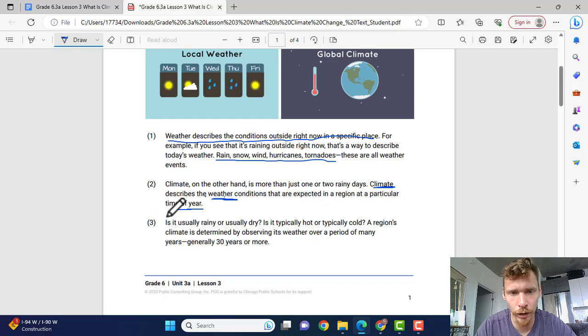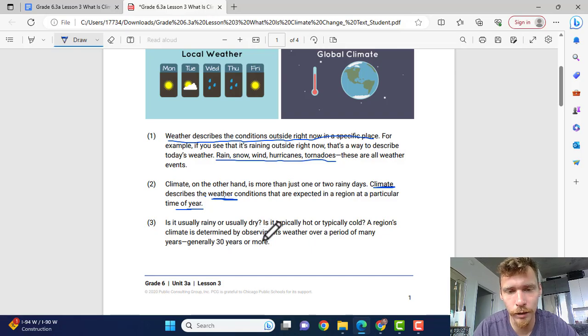All right, I'll go through one last paragraph. Is it usually rainy or usually dry? Is it typically hot or typically cold? A region's climate is determined by observing its weather over a period of many years, generally 30 years or more.